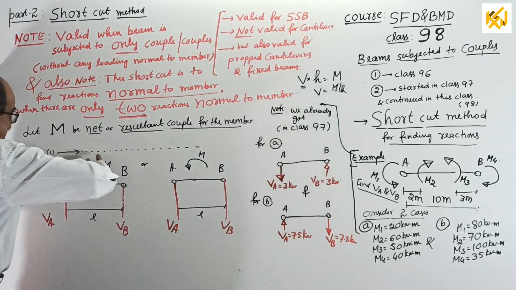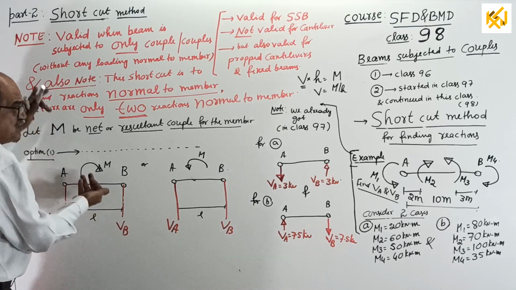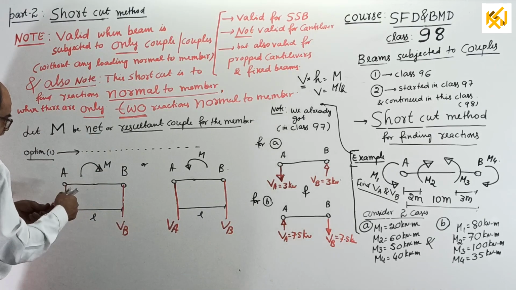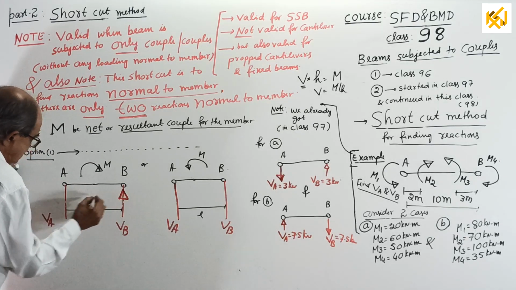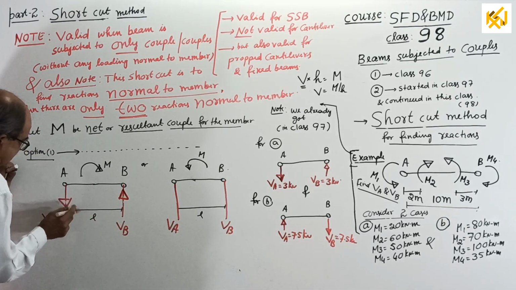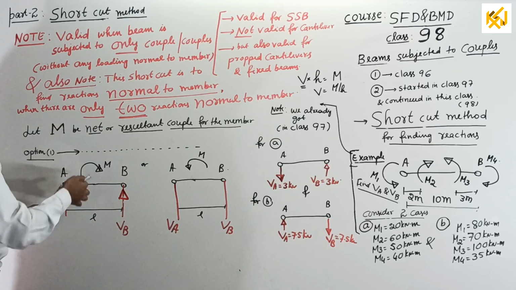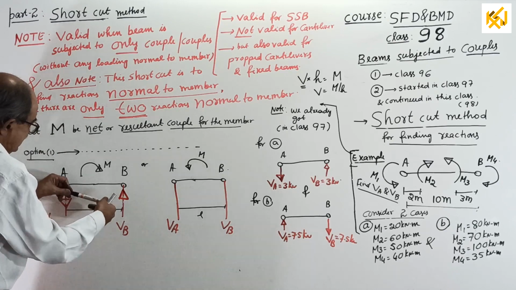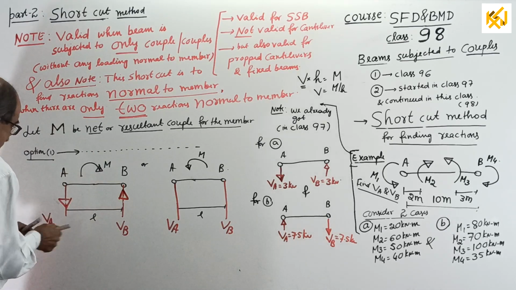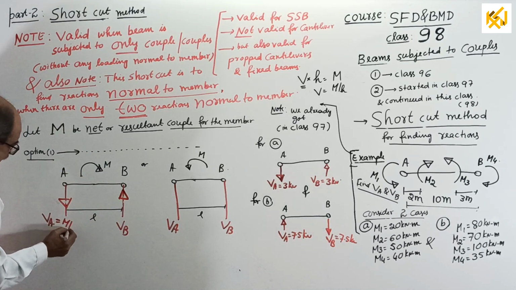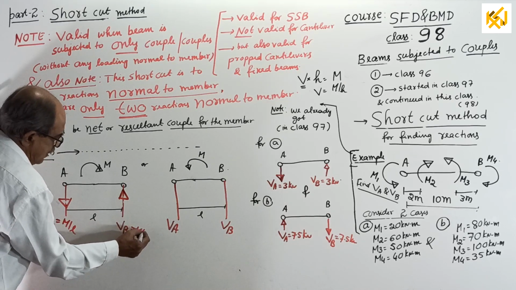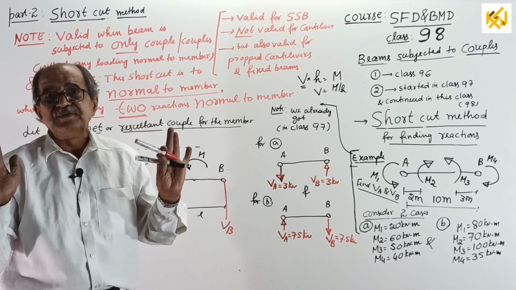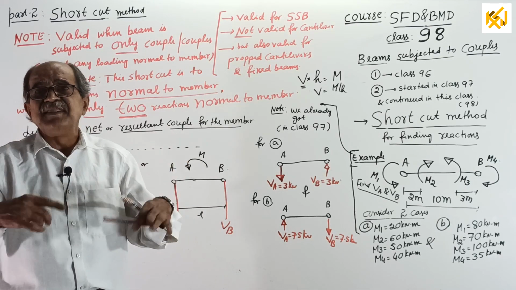Now, if this is clockwise, they should produce anti-clockwise. So therefore, to produce anti-clockwise, this should be upward, this should be downward. Crystal clear. If I hold here and apply an upward force and a downward force here, then it will rotate this way, equilibrium. So VA equals M by L, VB also equals M by L. No plus, no minus. In the shortcut method, no plus minus, because you directly decide the direction.